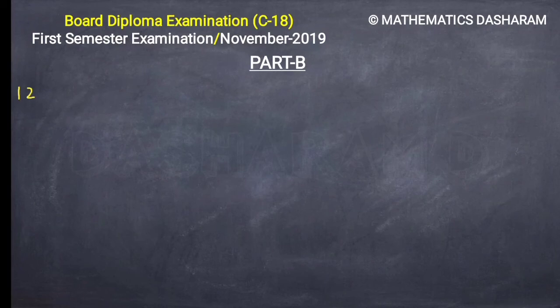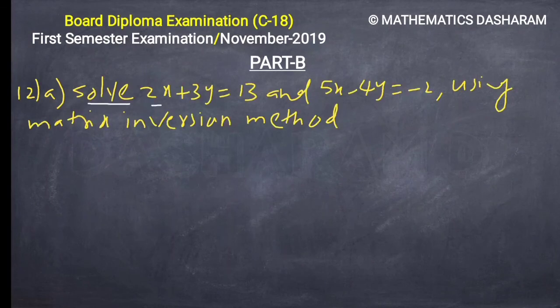Next, 12th question, A problem: solve 2x plus 3y equals 13 and 5x minus 4y equals minus 2 using the matrix inversion method. This question came from the chapter Solution of Simultaneous Equations using Matrices and Determinants.